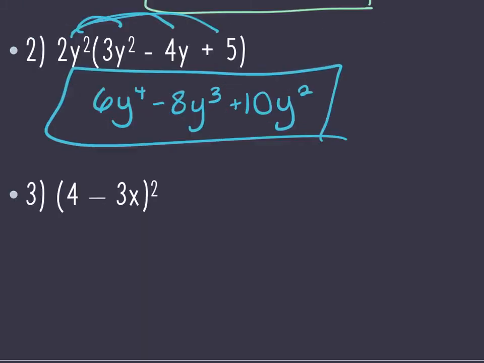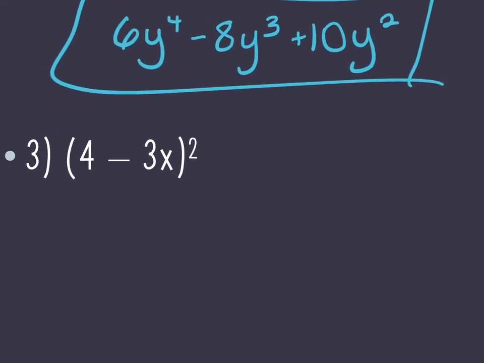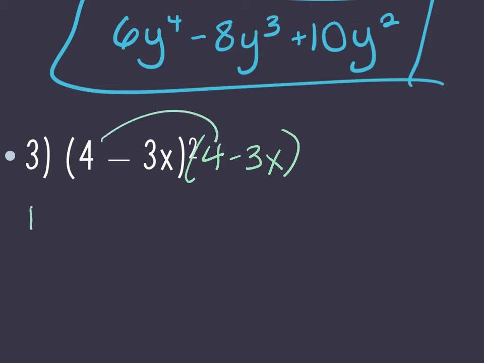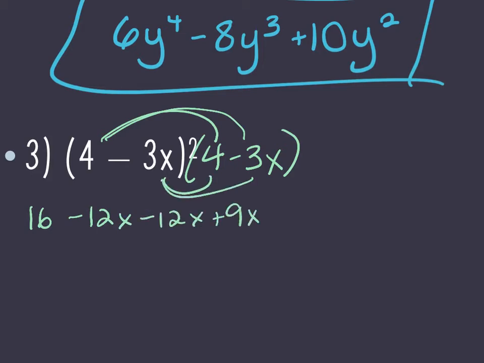All right, then the last one is one of our special products. This is a square, right? So I'm going to show you, you can do this both ways. I could just write this next to it like this, and then FOIL, first, outer, inner, last. First, 16. Outer, negative 12x. Inner, negative 12x. Last, positive 9x squared. Then combine my like terms, 16 minus 24x plus 9x squared.